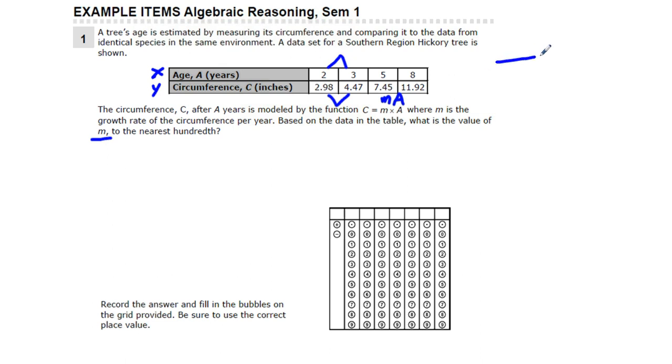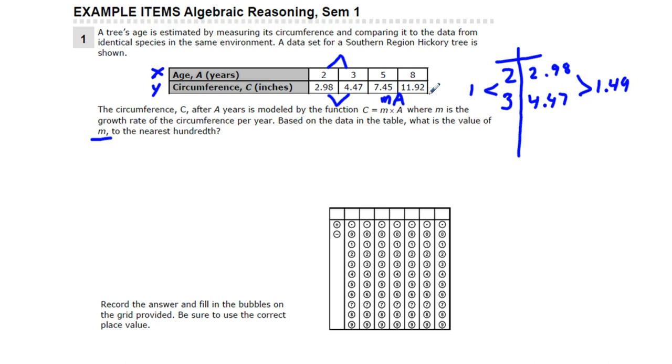Like 2.98, and then you have the next point, and here is 3 years. You have 4.47, and so you can subtract. On the left side, 3 minus 2 is 1. On the right side, you have 4.47 minus 2.98, which is 1.49. So that would give you an M of 1.49.